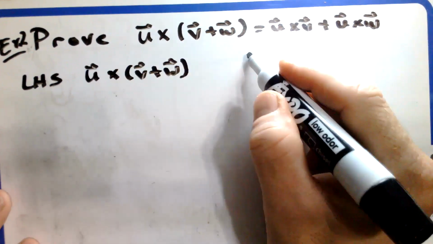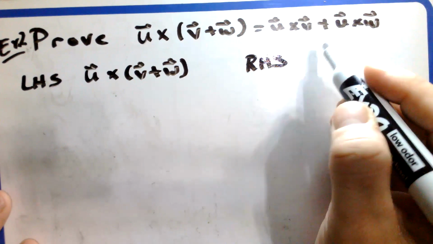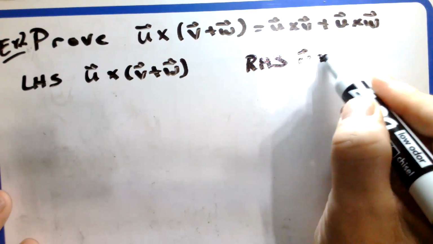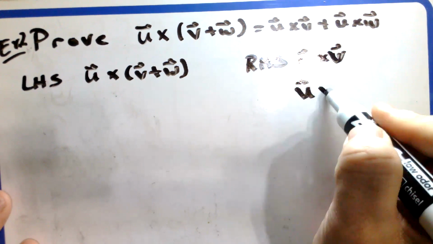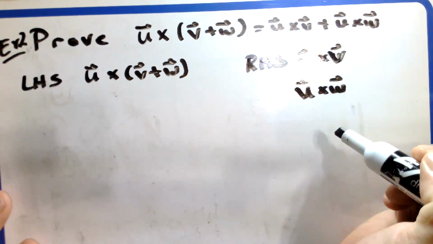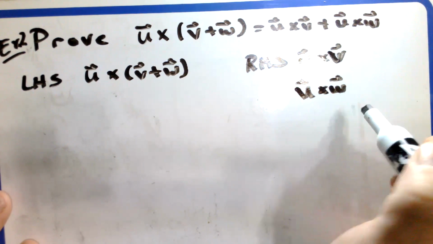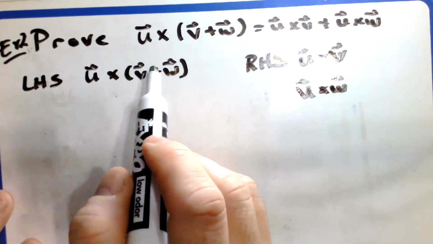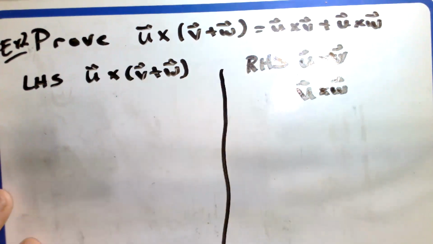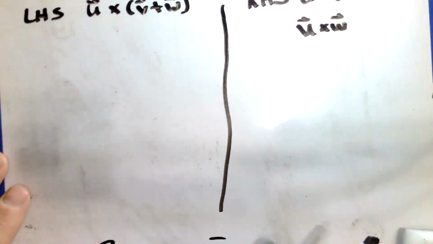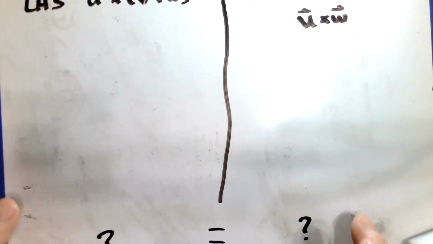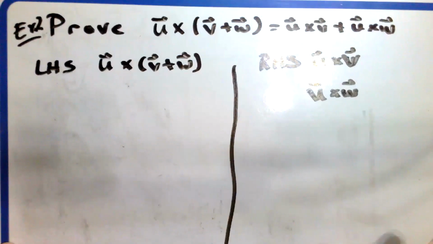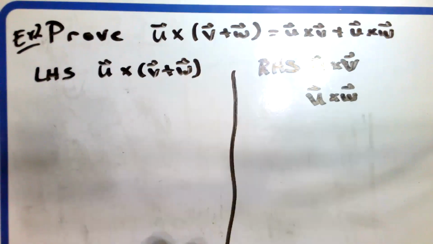Okay, and then on the right-hand side, you have U cross V, and then you have U cross W. So what I would suggest doing is doing this component-wise and then kind of at the end, compare and see if these two things actually turn out to be equivalent. Okay, so if they are equal, then that shows that the original equation holds.